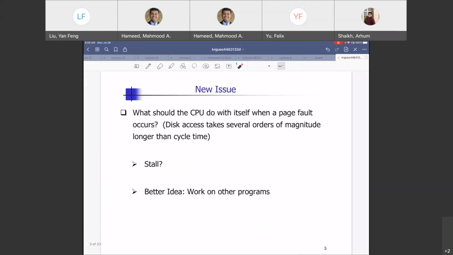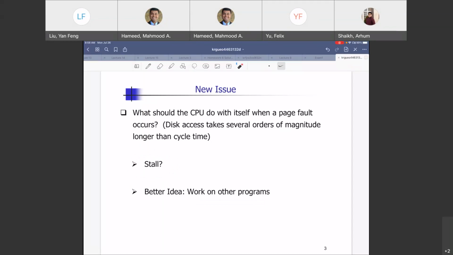So what should I do with the CPU when we have a page fault? When we have a page fault, we need to go do a disk access, which is about 80 million cycles. That takes several orders of magnitude longer than a cycle time, right? So do we just stall, or do we start working on other programs? Clearly, stalling is no good because we are just wasting all that CPU time. So working on other programs is a good option.